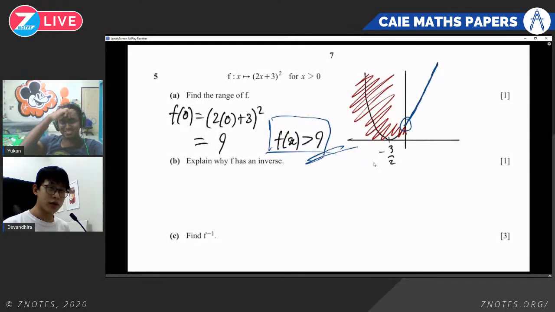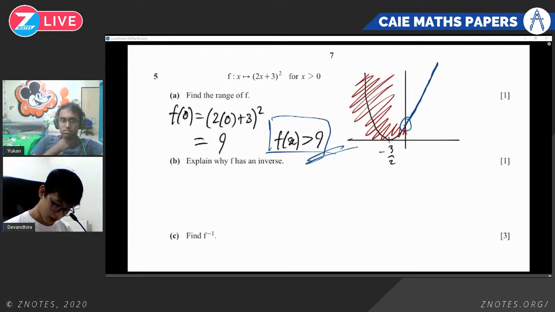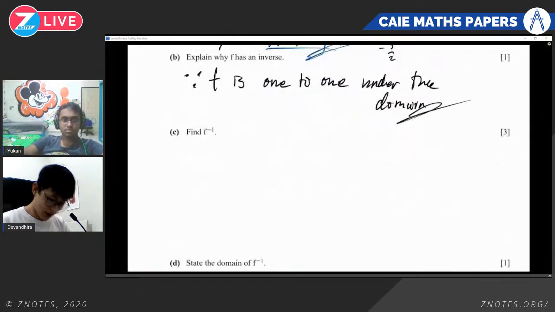So, as you said before, a function has an inverse if it's one to one, correct? All right. As you can see here from our graph, the function is one to one. Therefore, we can just write: because f is one to one under the domain. And that's it. Simple, right?